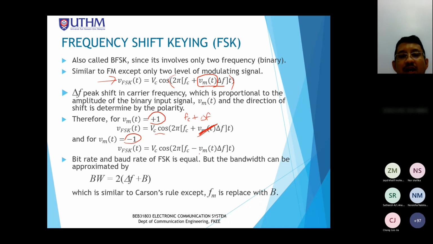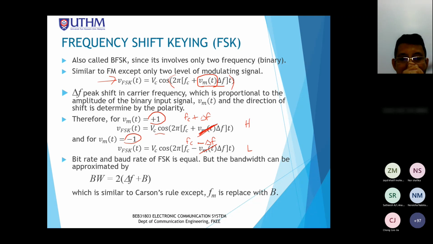Okay. And if the input is logic 0, VMT will be represented as minus 1. So therefore, the output is FC minus delta F. So it is either FC plus delta F or FC minus delta F. For input logic 1, the output is a high frequency. For input logic 0, the output is a low frequency.